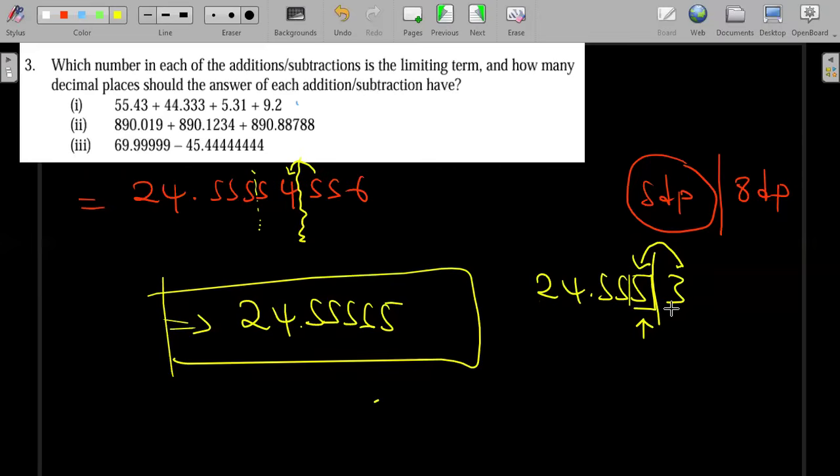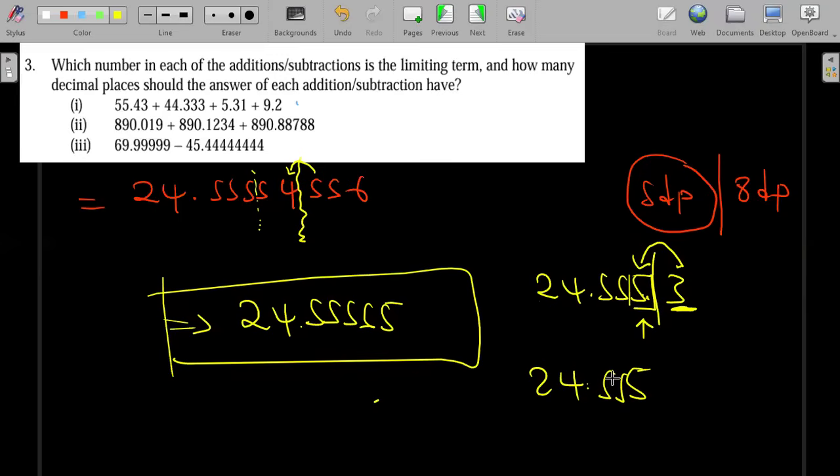So you take a look at this number here. Is this number even or odd? Okay, so if it's odd, and it's greater than 5, we would have to add a 1 to this 5. So the answer would be 24.556 if this number was greater than 5. But in this case it's less than 5, so we're going to keep it the way it is, like that.